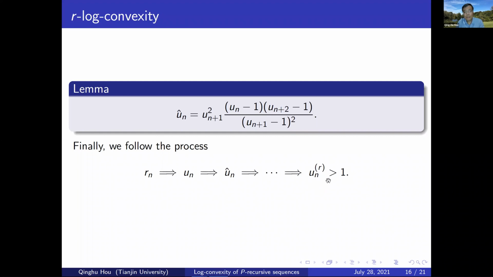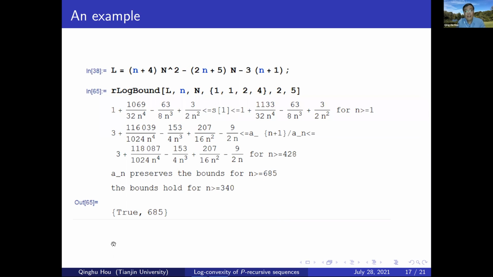Finally, we need to prove this one is greater than 1. Then the sequence a_n is log-concave or log-convex. If this one is less than 1, and each one is less than 1, we will deduce that the sequence is log-concave. Also, we implement it on the computer.